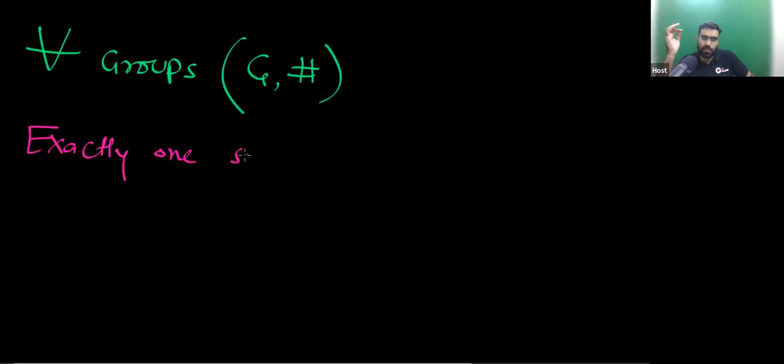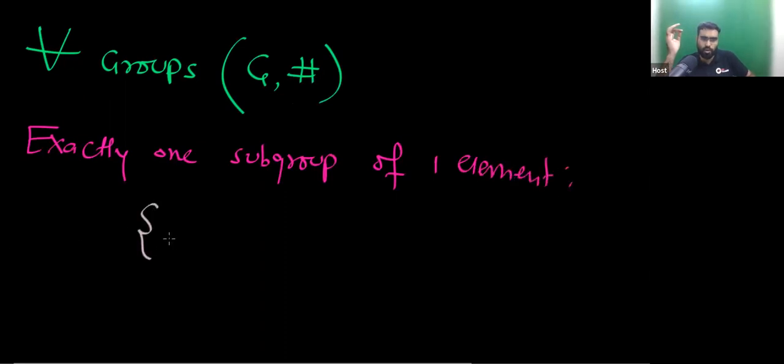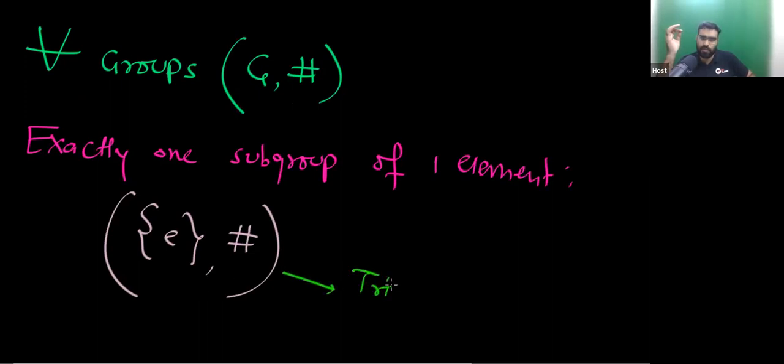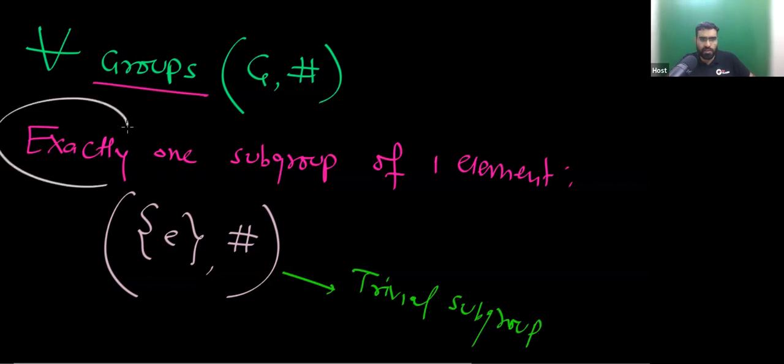Whatever group you take, for every group, there is exactly one subgroup of one element, and that will be the group containing just the identity element. This is called the trivial subgroup. So for every group there is exactly one subgroup of one element, nothing else.